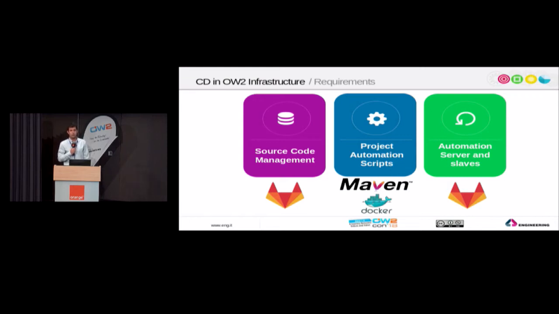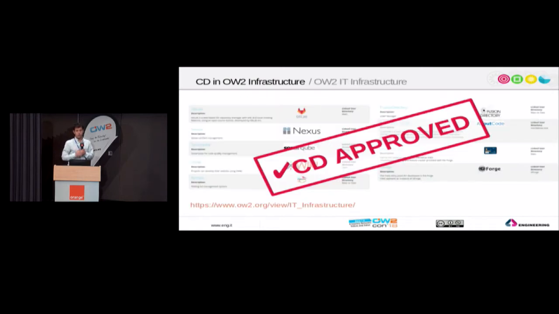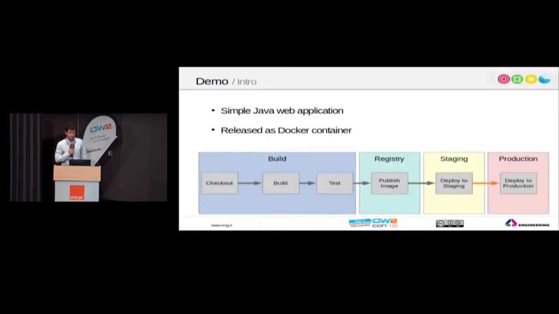Today I show you a demo where I will use the GitLab of the OW2 infrastructure to implement continuous delivery. What we can say, and I will prove with my demo, is that the OW2 infrastructure allows us to implement continuous delivery. So now it's demo time. I recorded the execution, and I will show you a simple Java web application that displays a message and is released as a Docker container. Here you can find the pipeline that I implemented using the OW2 infrastructure.